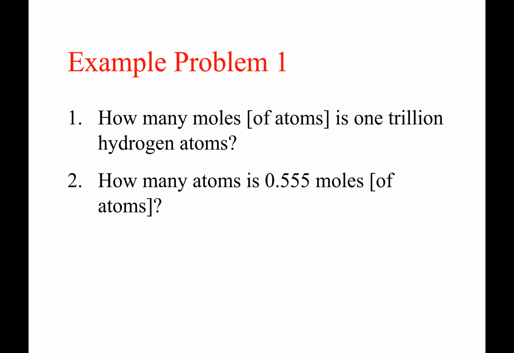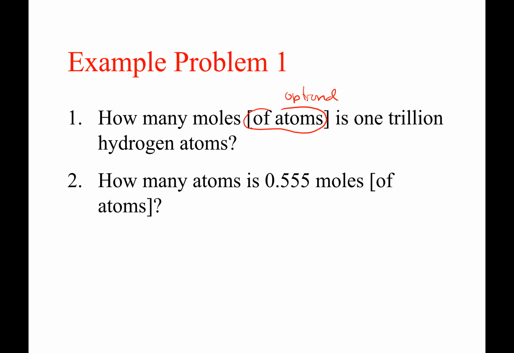How many moles? Now, the way this is written, you see the square brackets up there. In my problems, when you see square brackets like that, it's optional. What I mean is it's optionally written. Usually when I do this, the stuff in brackets won't be there. Usually it will read, how many moles is 1 trillion hydrogen atoms? Okay? That's what I mean. And the second one, how many atoms is 0.555 moles?